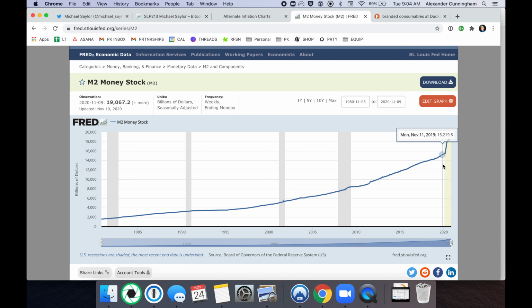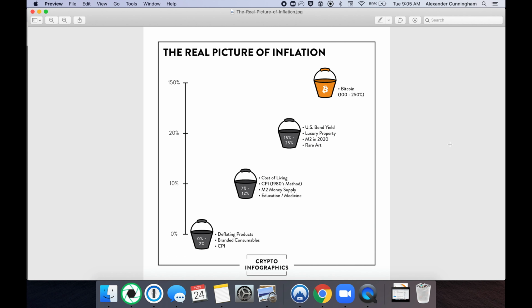And obviously with the pandemic happening, there's massive amounts of stimulus, and we can see that the amount of US dollars in circulation was increased by almost 25% this year. That means 1 out of every $4 was created this year. So if we go back to the chart, you'll see the M2 money supply expansion or inflation in 2020 is in this 15 to 25% bucket.